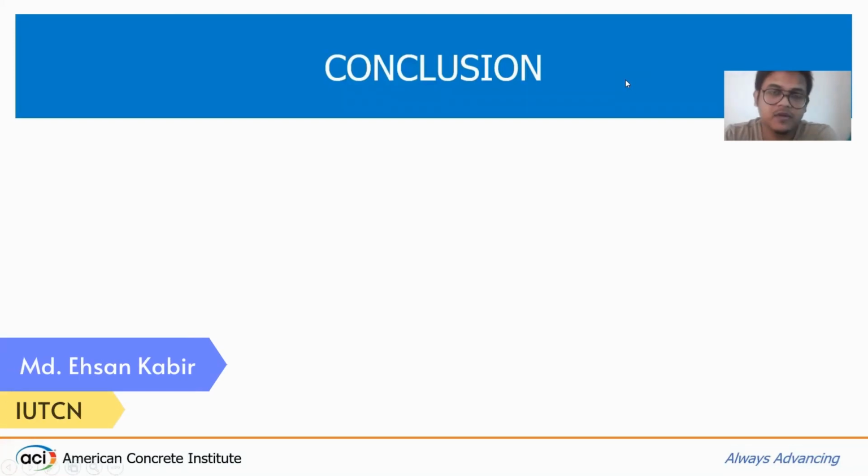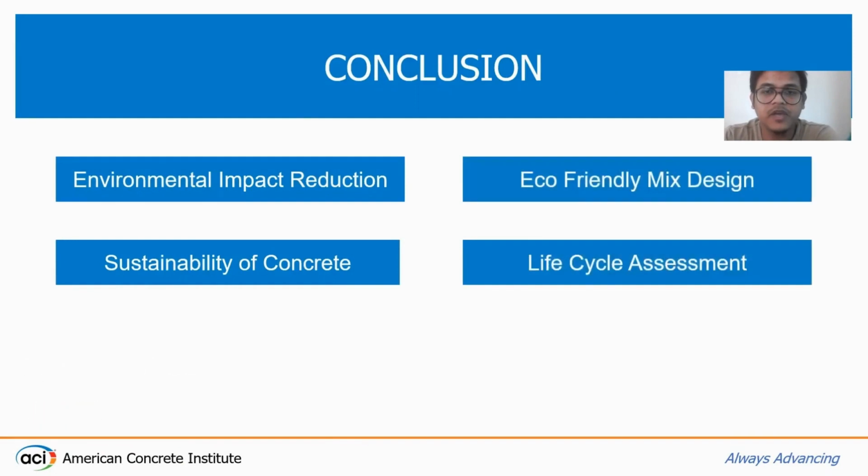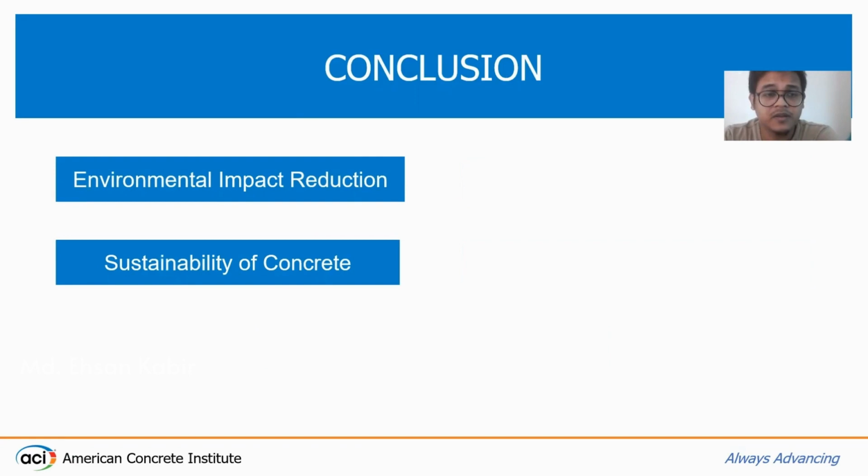In the final part, which is the conclusion, we will talk about environmental impact reduction, sustainability of concrete, eco-friendly mix design, life cycle assessment, and betterment of service life. Sustainable development meets the needs of the present without compromising the ability of future generations to satisfy their own needs. The concrete industry is no exception in this role. Cement production is extremely energy intensive and is among the major contributors of carbon dioxide to the atmosphere.